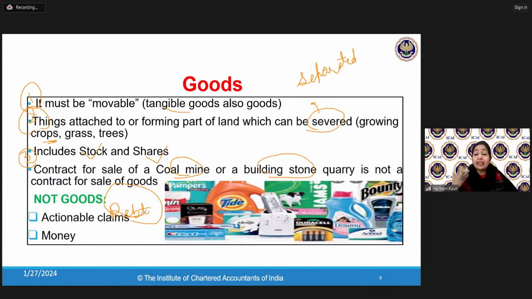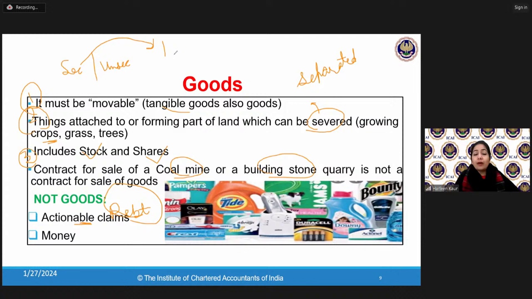Okay, so such kinds of transactions where any action has to be taken. Now, what is the meaning of actionable claims? So children, let's understand, pay attention. There are two types of debts. One is a secured debt and another can be an unsecured debt. So you went to the bank and you took a loan of 1 lakh rupees from the bank.